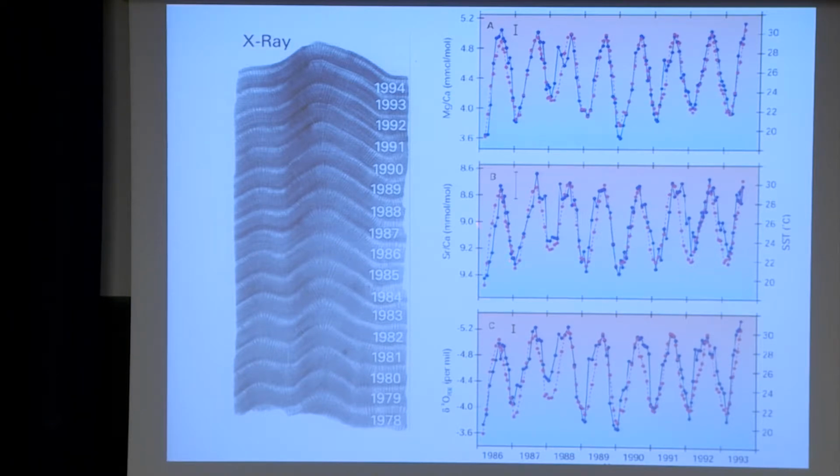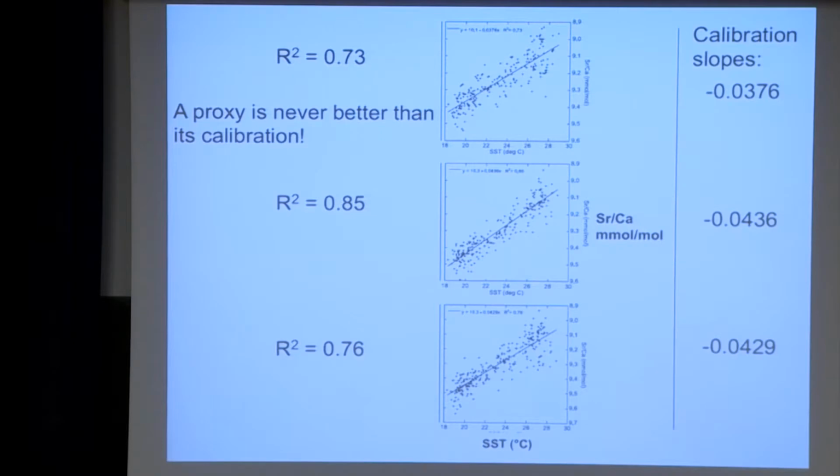By the way, the strontium-calcium ratio is negatively correlated with sea surface temperature, so they flip the axis here to make the two curves follow each other. You see that it increases downward. That's a key thing, this calibration, because a proxy is in general never better than its calibration. If you cannot calibrate extremely well, you cannot reconstruct, because when you calibrate, you know everything.